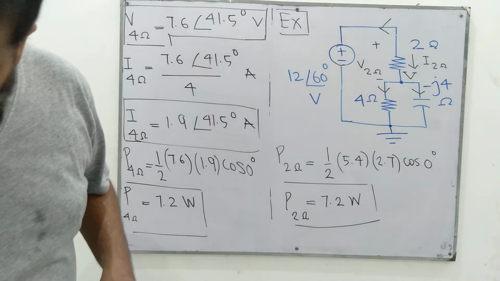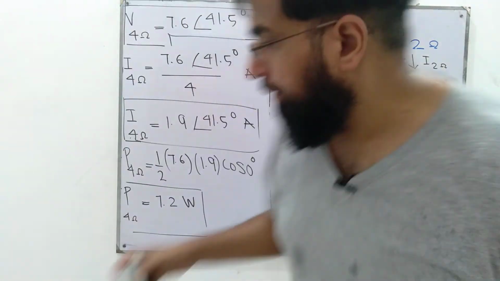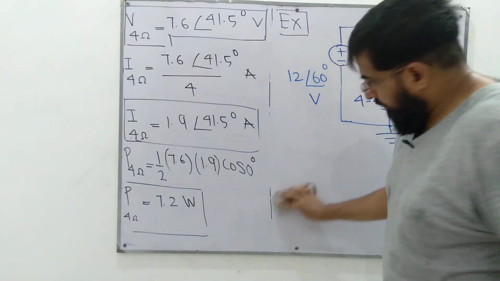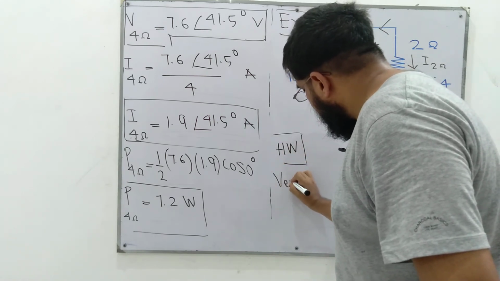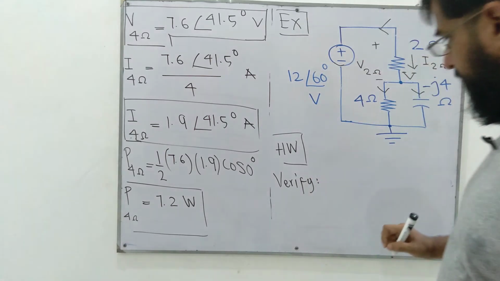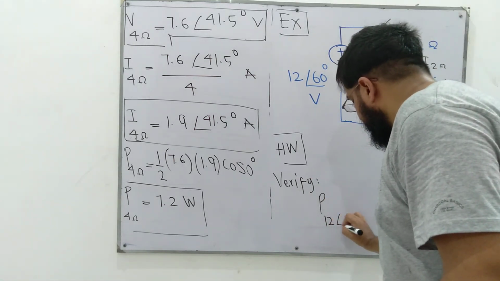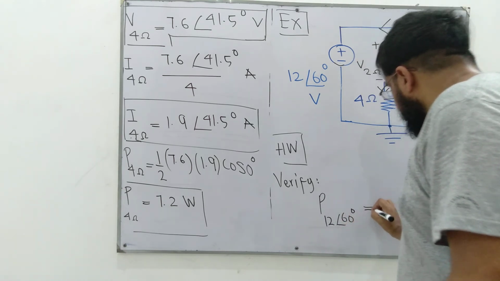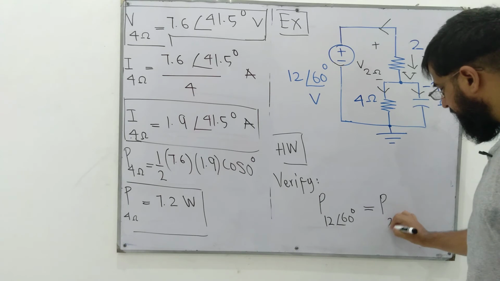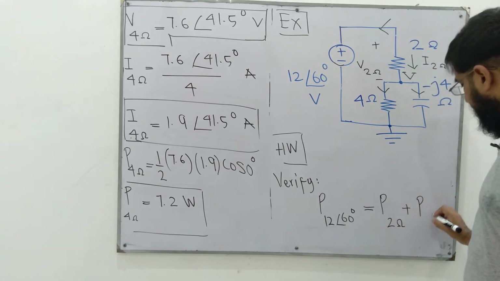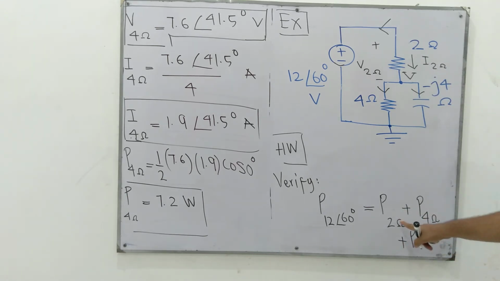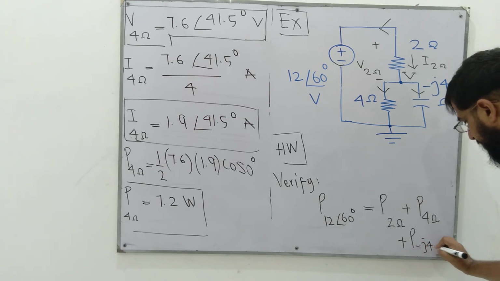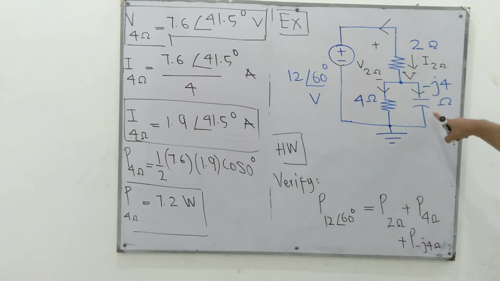Now there is a small homework for students. The homework is that they are required to verify that the power produced by the only source in the circuit is the same as the sum of power absorbed in the 2 ohm resistor, the 4 ohm resistor, and the minus j4 ohm capacitor, the capacitor with capacitive reactance minus j4 ohm.